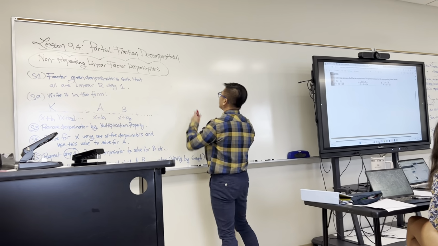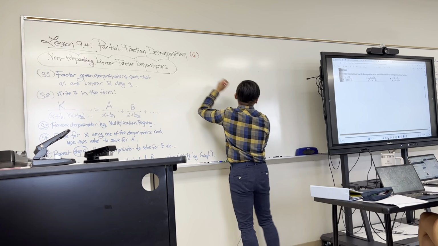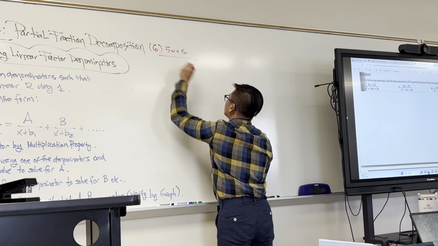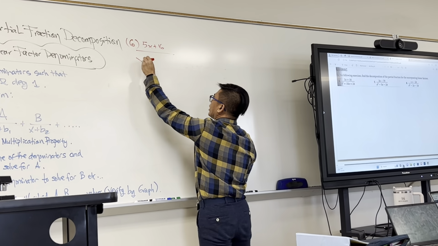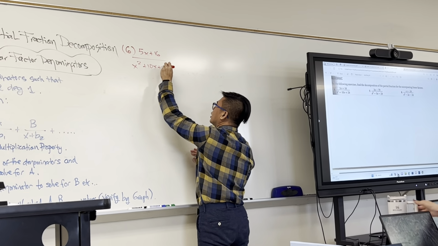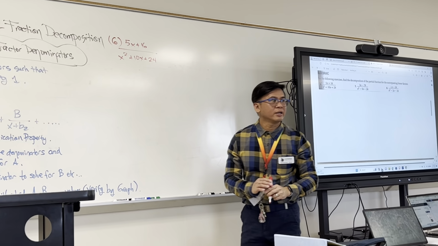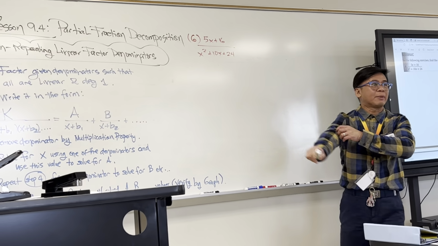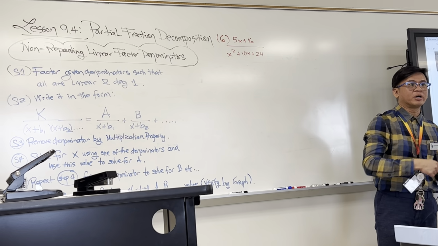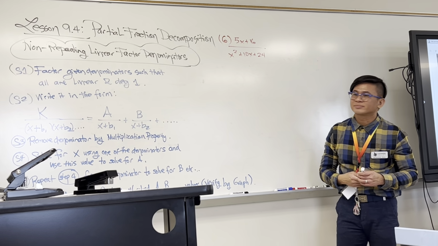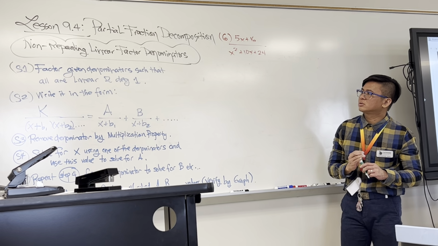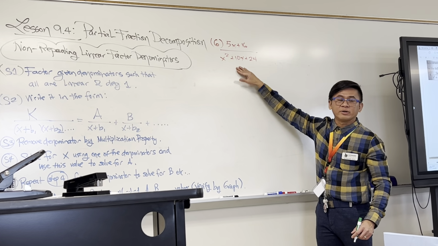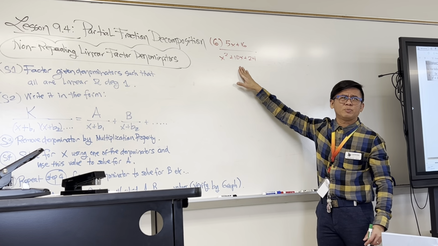With number 6, we have 5x plus 16 all over x squared plus 10x plus 24. Now, let's read our first step for such. Step number 1. Marguerite, let's read that one here. Factor given denominator such that all are linear and degree 1. So again, just the denominator, x squared plus 10x plus 24.